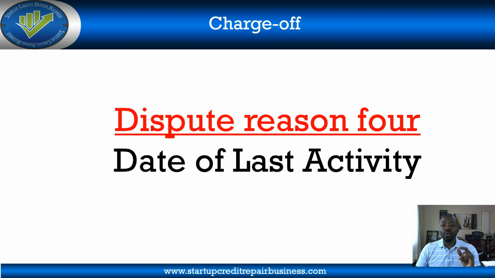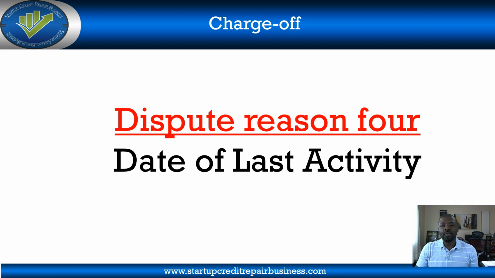Okay, dispute reason 4. Again, we're talking about credit repair reviews and removing a charge-off off of your credit report. So dispute reason 4 is date of last activity. Now, what does that mean? What does date of last activity mean? It's the last date there was any activity on that particular account, that charge-off. The last time that you made a payment, right? So that's what date of last activity means. It means the last time that you or one of your customers made a payment on that account.